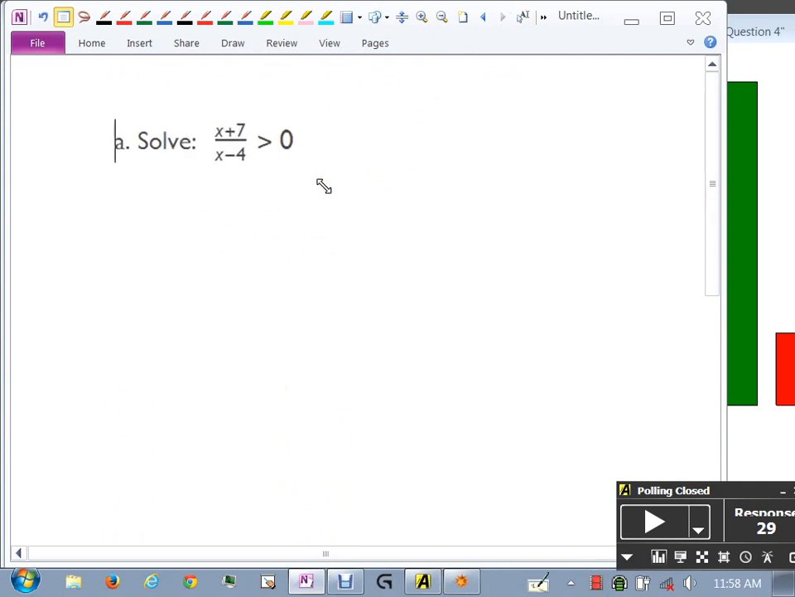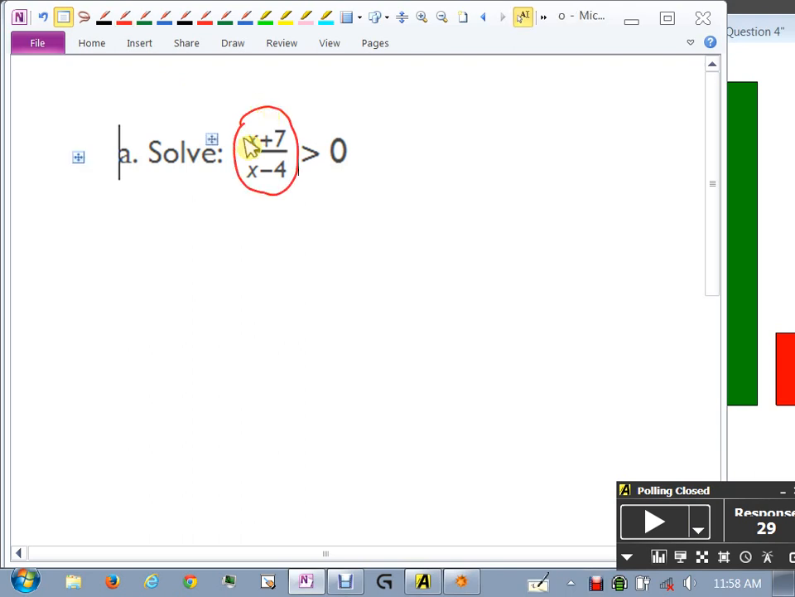Looking at this, you first have to identify that this is a rational inequality and not a polynomial inequality. Is it obvious to you that this is a rational inequality? The left side looks like a rational function? Yes, it is. Thank you. So this is a rational function right here. It's a numerator polynomial over a polynomial.